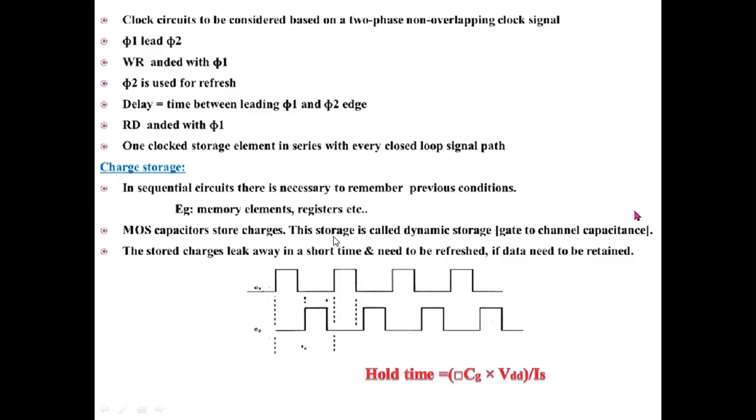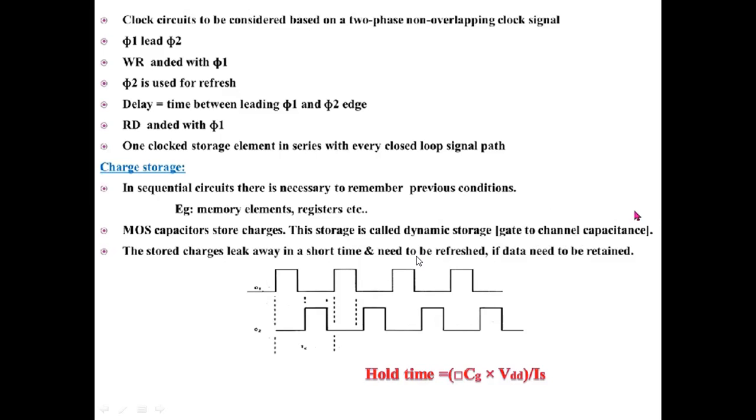This charge storage is called dynamic storage. It is nothing but the gate to channel capacitance, as we have seen. Why? Because inside a MOS transistor you can expect the action of a capacitor. The gate acts as one parallel plate, and the channel itself acts as the second plate of the capacitor, and in the middle you have the dielectric. Hence inside the MOS transistor you can expect the action of a capacitor.